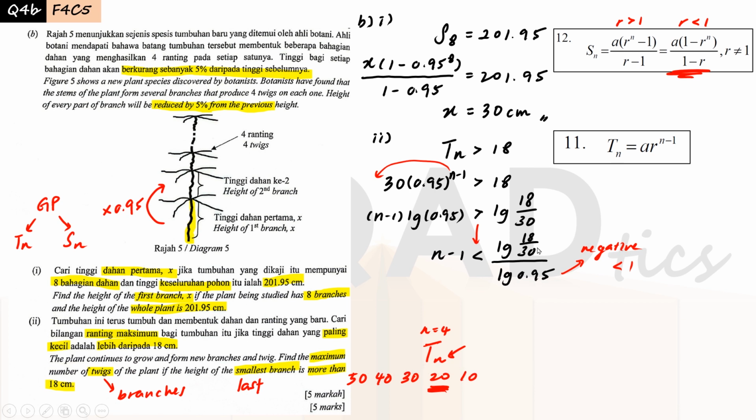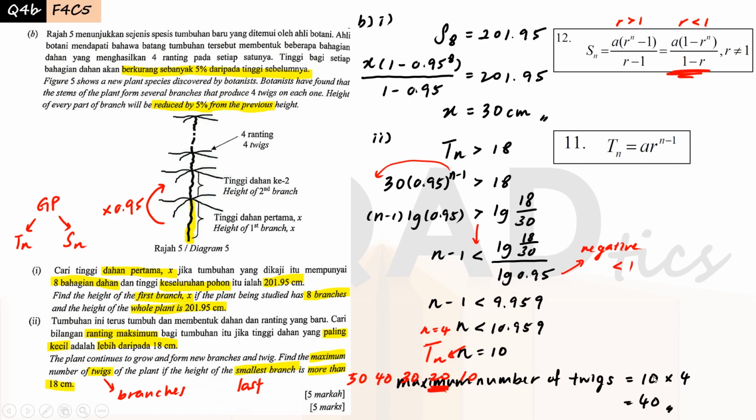Then we simplify this, move negative 1 to the other side, and we will get n is less than 10.959. Because n is an integer, not a decimal, not a fraction, we need to find the largest integer which is lesser than this value, which is 10. So n equals 10 means the last branch is the 10th branch, and that we have in total 10 branches. So to find the number of twigs, we just multiply by 4 to find our answer.